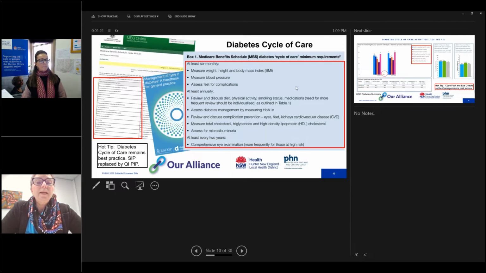So for the diabetes cycle of care, this is really taken from the RACGP and Diabetes Australia management of type 2 diabetes in general practice, and that informs the MBS annual cycle of care items. You can see that box there. There's about 14 items. This does remain best practice, even though the service incentive payment for the diabetes cycle of care incentive has ceased. It was replaced by the GPMP. So the clinical best practice remains.